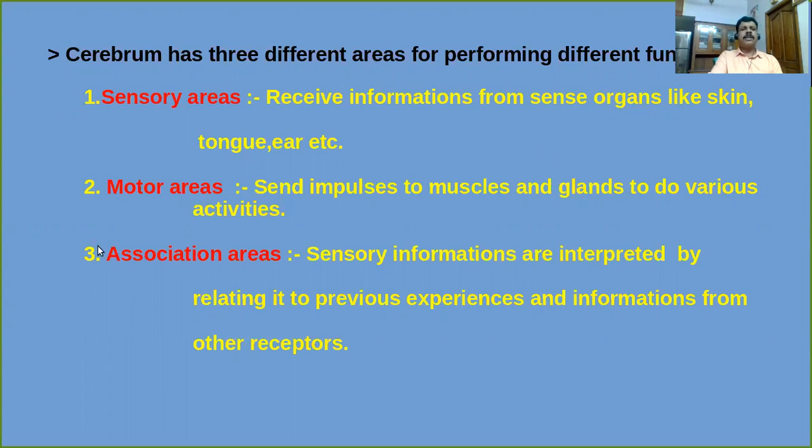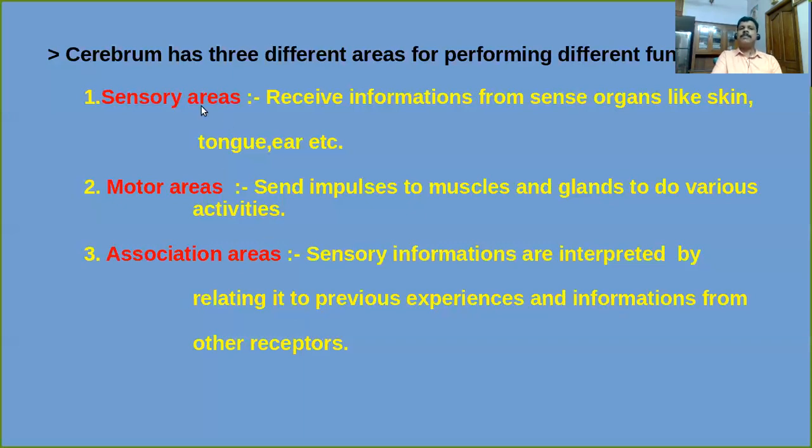The association areas are very important. That means the sensory information is brought by the sensory neuron. You remember? The sensory information is interpreted by relating it to previous experience and information from other receptors. So the interpretation occurs in the association areas. As a result, the suitable message is transported to the effector region through the motor neurons that we discussed in the last video.